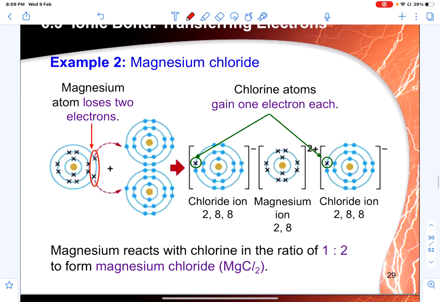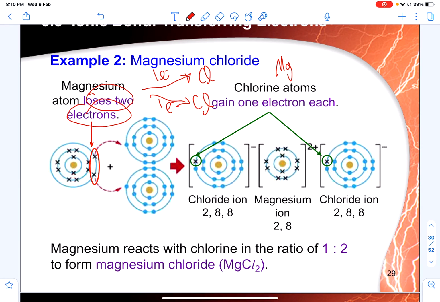Okay, so magnesium, because magnesium will tend to lose two electrons. What will happen is, because you're paired with chlorine, and it will only gain one, one of these two electrons will go to one chlorine atom, and the other will go to another chlorine atom. Eventually, this would mean that for every one magnesium, you will need two chlorine. Therefore, the chemical formula is MgCl2. How are we required to draw?